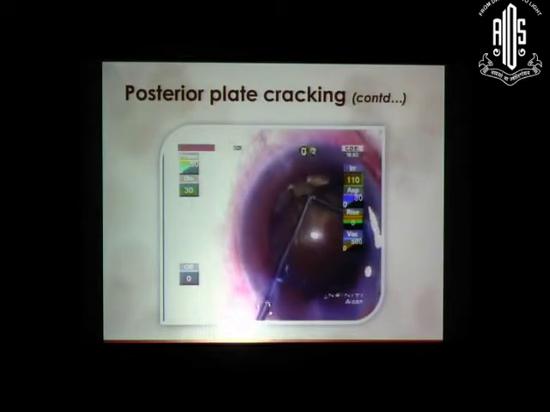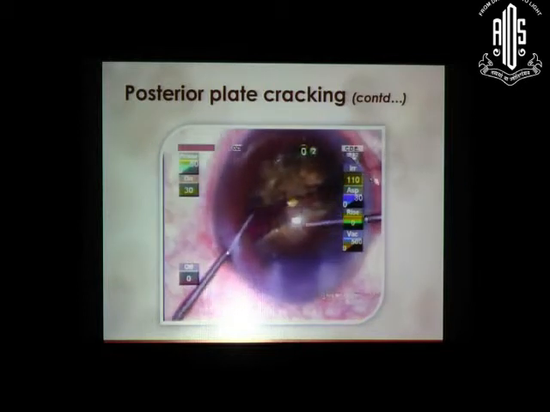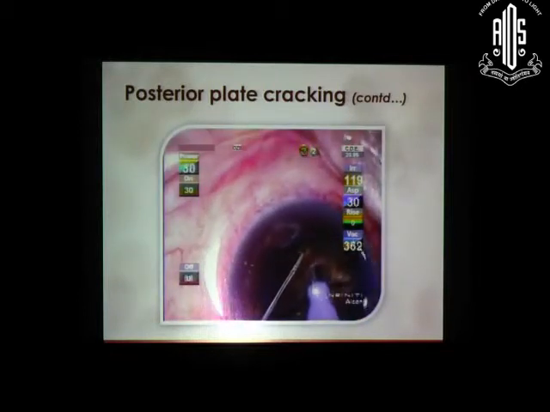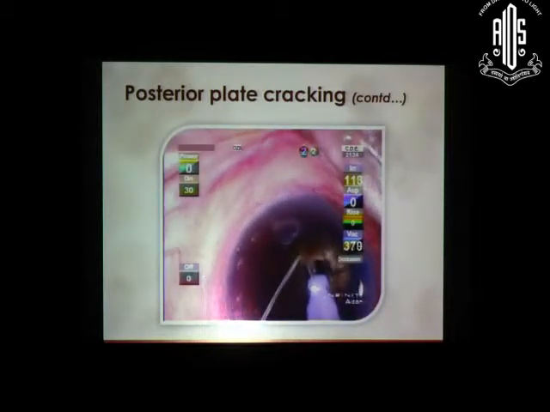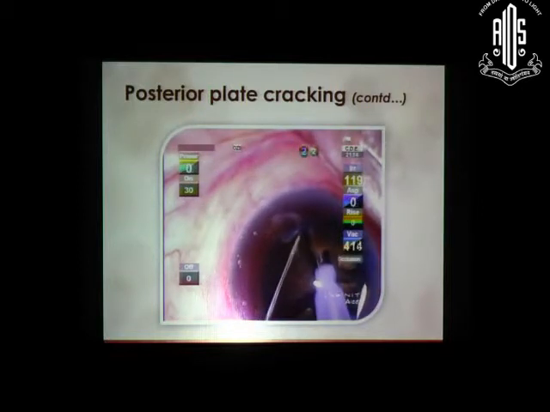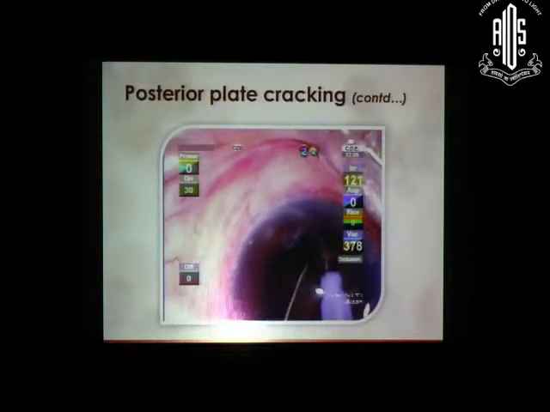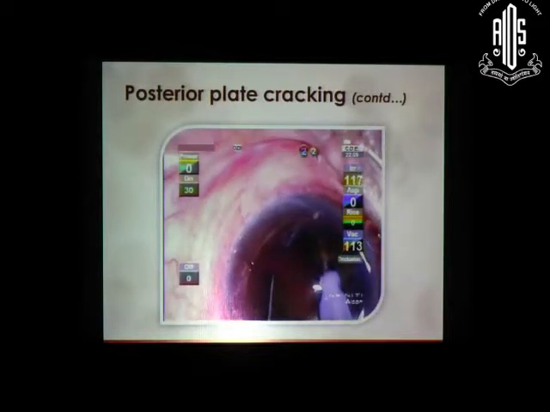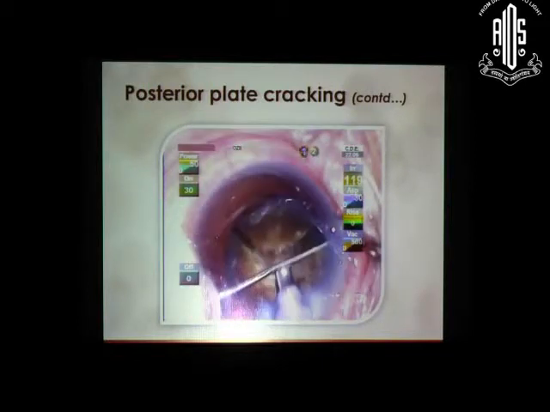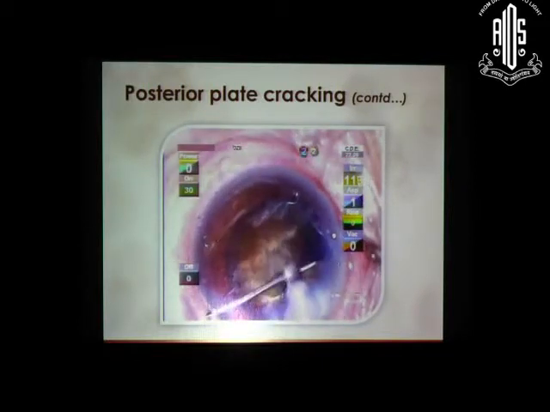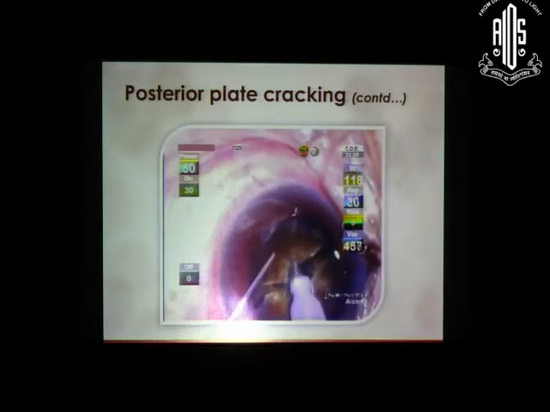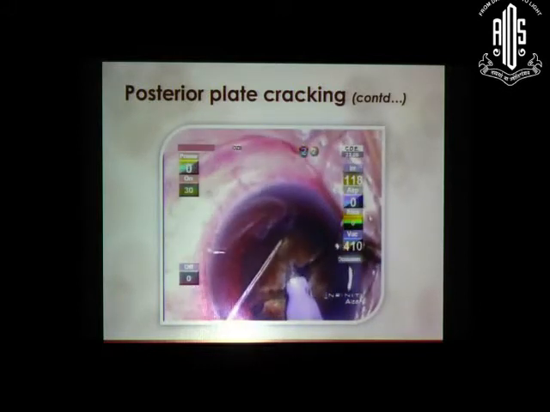instruments at the center part. This is also one way. So when you feel difficulty, take out your phaco probe, use two instruments and crack the posterior plate. Unless you crack the posterior plate, it's very difficult to chop the fragments. Then the rest of the procedure is the same.